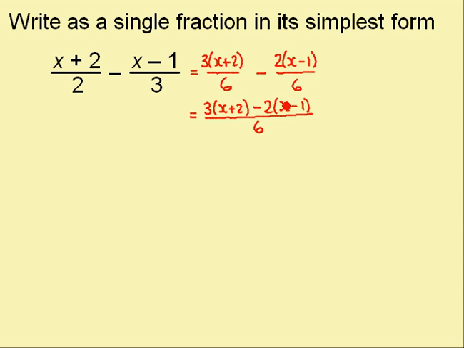Now I'm going to multiply out the brackets on the top. So I've got 3x plus 6 minus 2x minus 2 times minus 1 is plus 2, and that's over 6. Now I'm going to simplify the top. So I've got 3x minus 2x, which is x, plus 6 plus 2, which is plus 8, and that's over 6. I can't do anything else to this, so this is my answer.